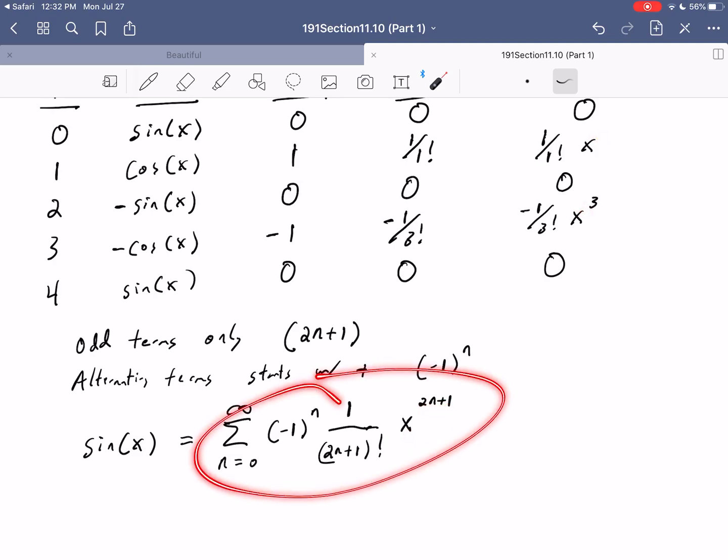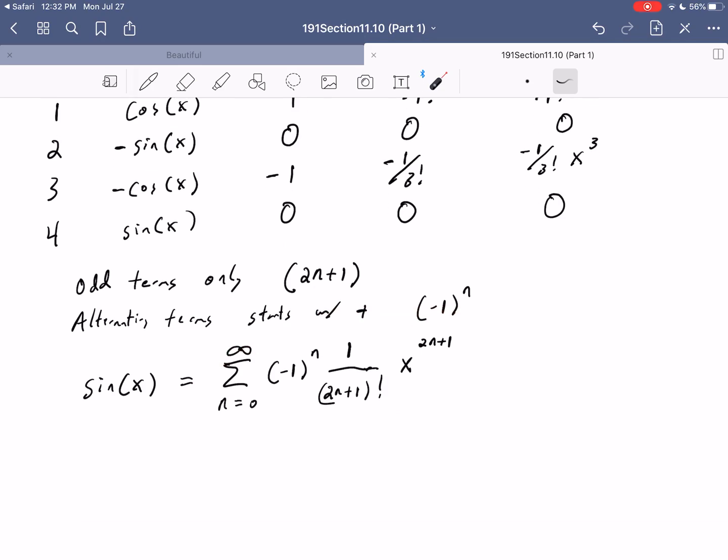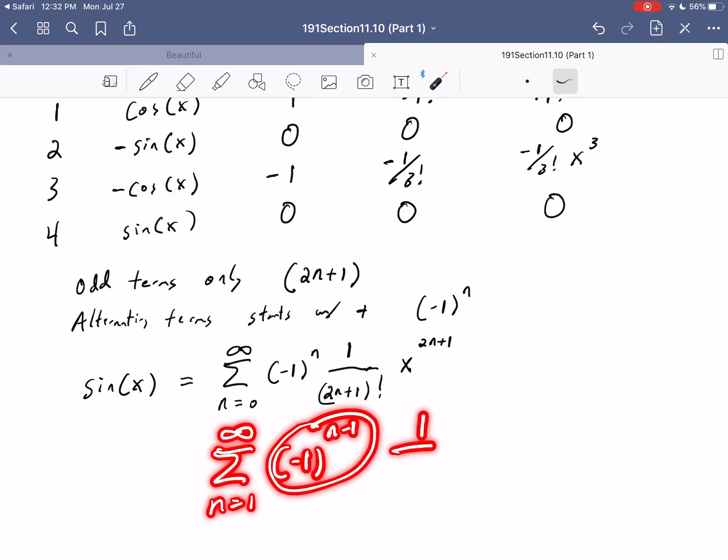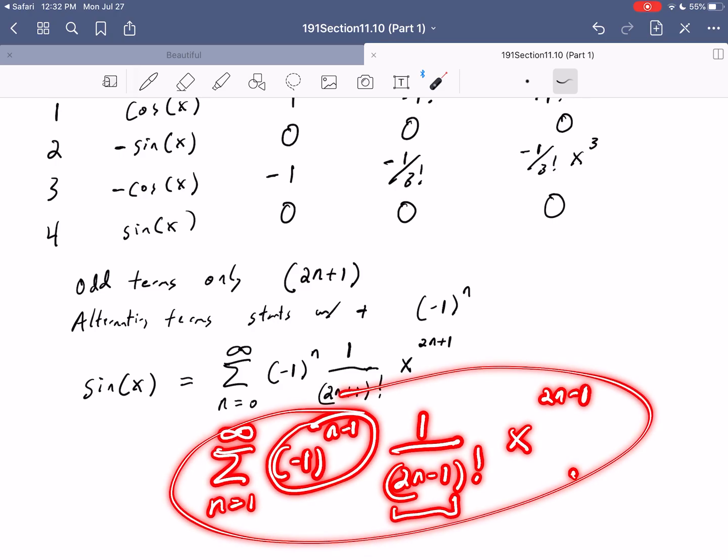Could you write this a different way? Well, you actually could. If you wanted to start your series from n equals 1, you could do it as minus 1 to the n minus 1, that would still be positive, 1 over 2n minus 1 factorial, that's another way of phrasing odds, and x to the 2n minus 1. This is sometimes called re-indexing.